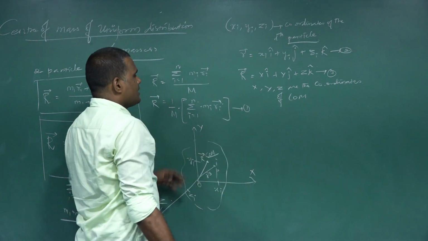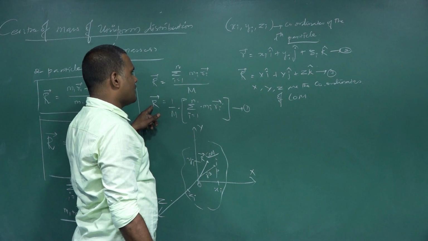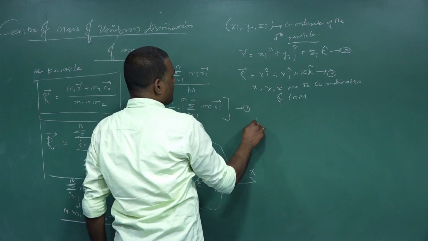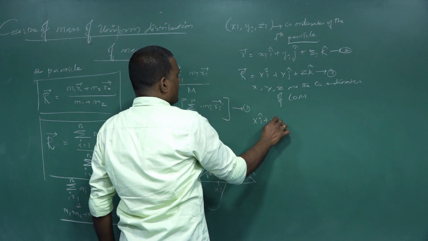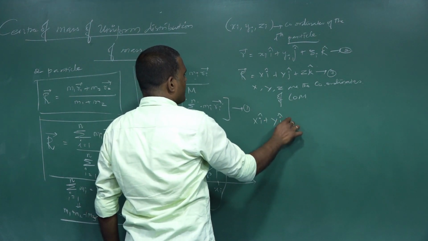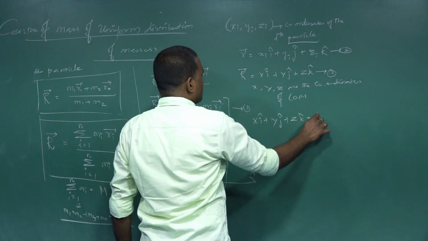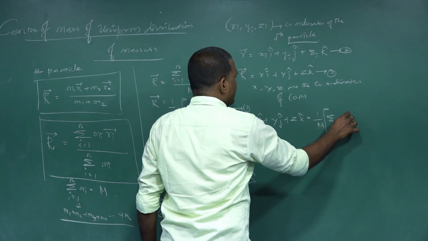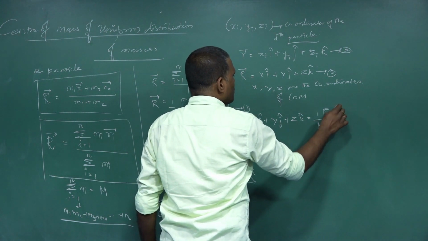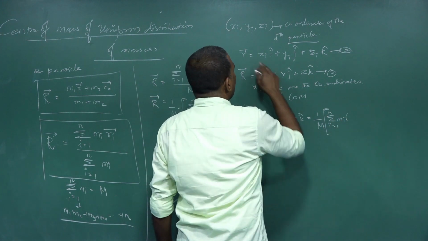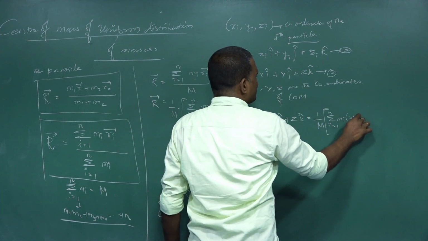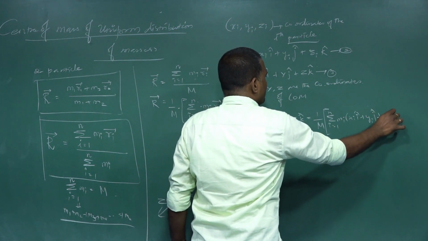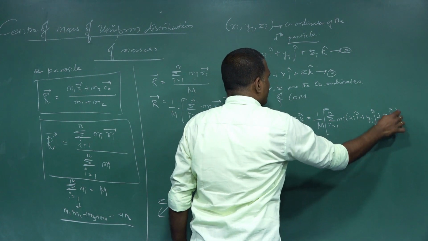Substitute for the position vector r vector in this expression 1 and small r vector in the same expression. What will you get? We can write X i cap plus Y j cap plus Z k cap is equal to 1 divided by M into the sum over mi, where i runs from 1 to n, into r vector, which is xi i cap plus yi j cap plus zi k cap.